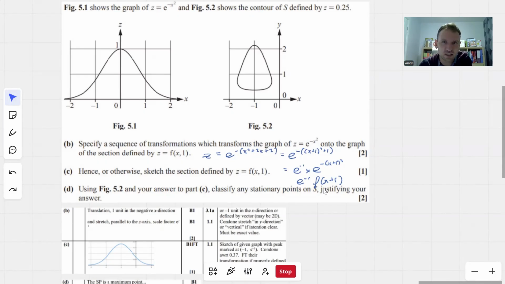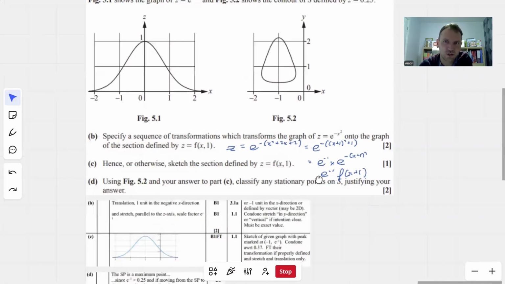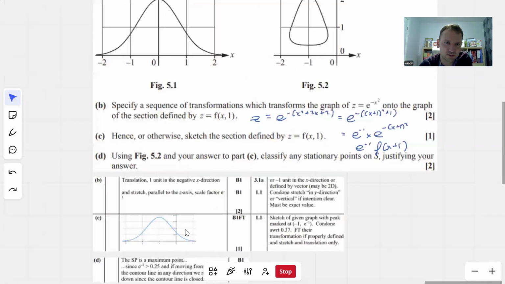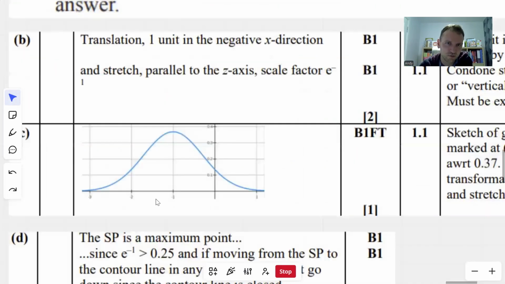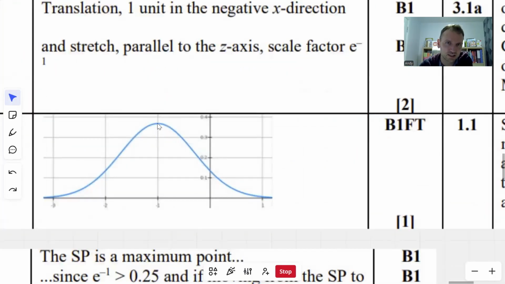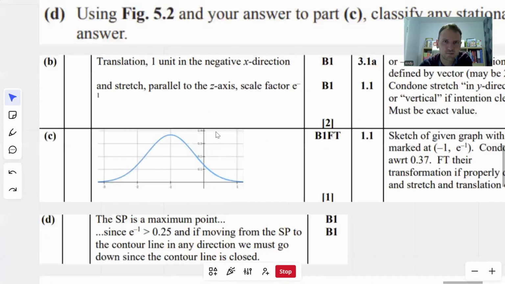In terms of sketching it, once we know what we're doing to this graph, we're translating it left by 1, and then we're stretching it. You just needed to make sure you labeled this maximum point as (-1, e to the negative 1), which is where it's going to end up there.